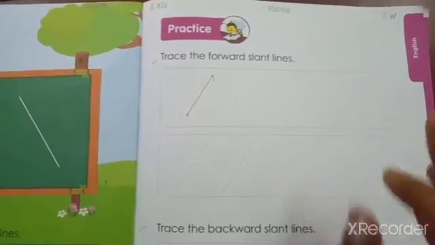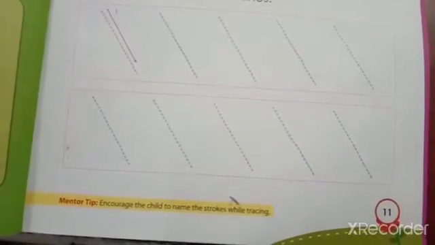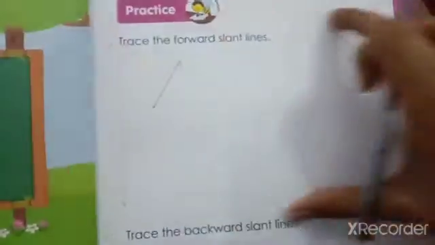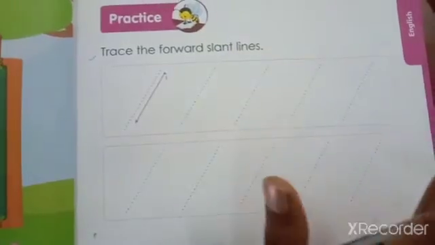Hello everyone. So today we are having book 1. As you can see, this is book 1. You have to open page number 11. On this page there is an exercise which we have to do. Only this one, not this one. This exercise we will do today.